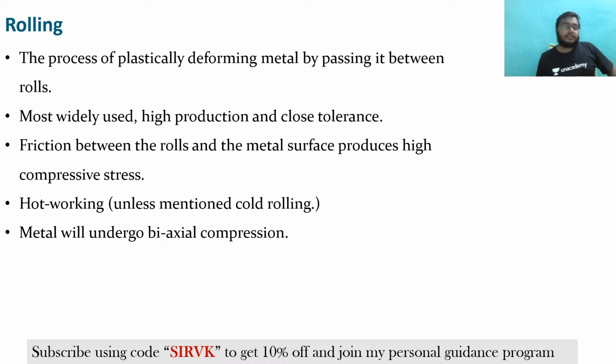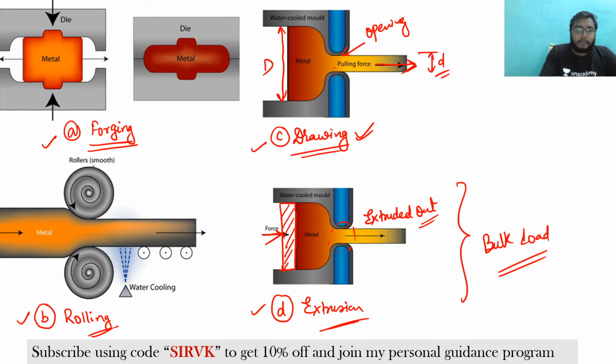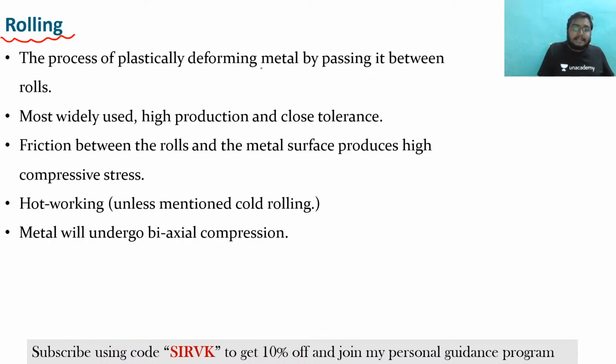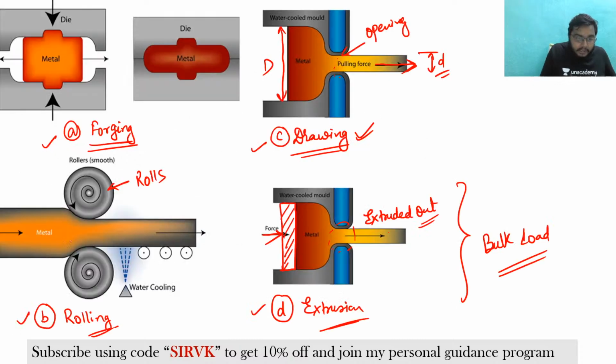So what is this rolling operation? See here, you have just seen this rolling operation. There are two rolls. Fine. So these are the two rolls. Rolling is a process of plastically deforming metal by passing it between the rolls. So we have seen that we are passing this metal and it is plastically getting deformed.